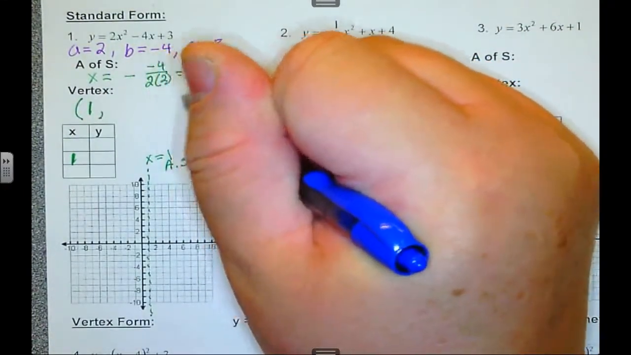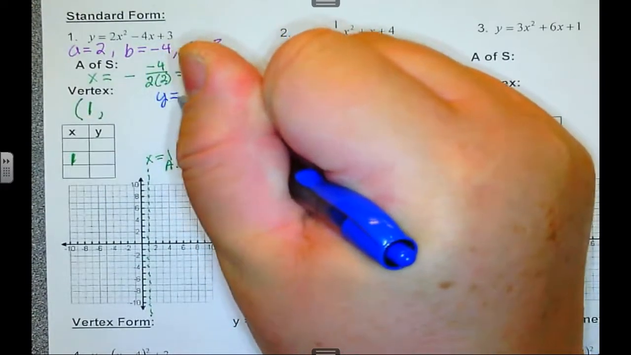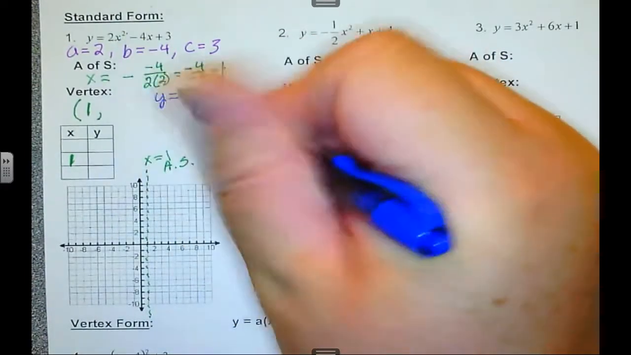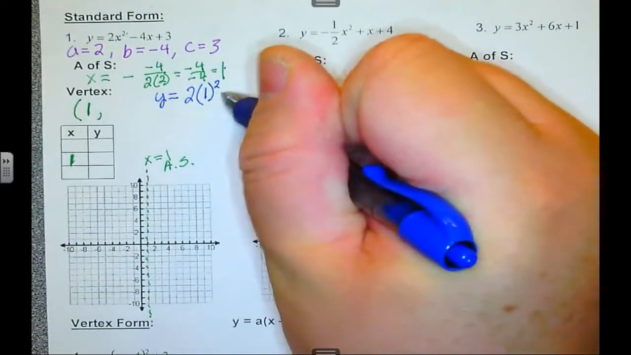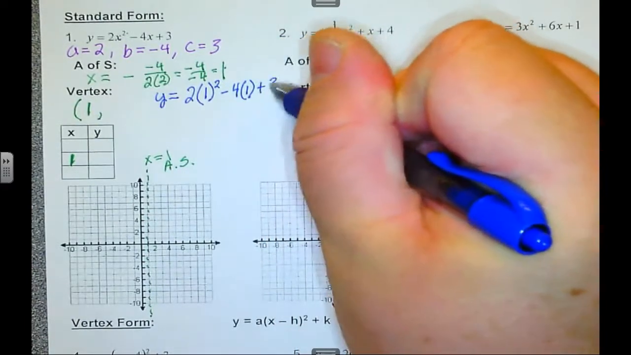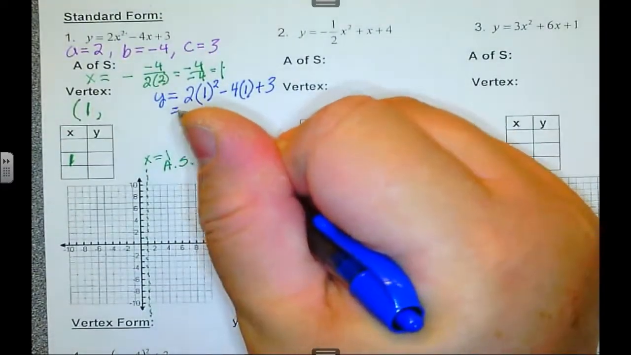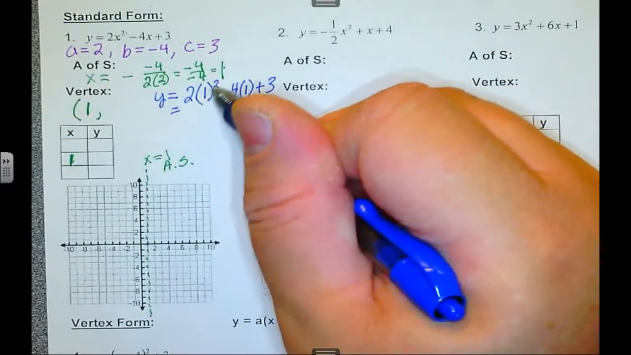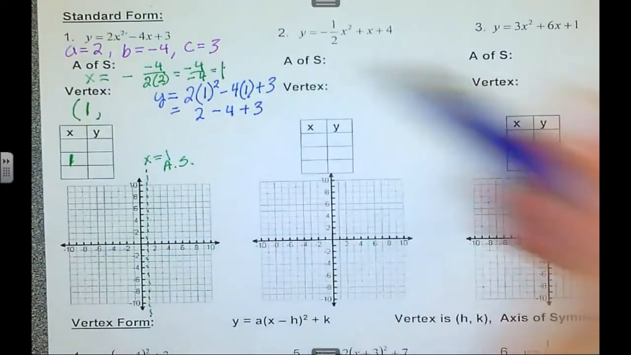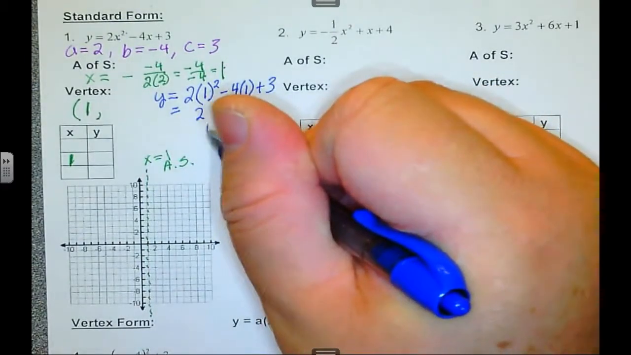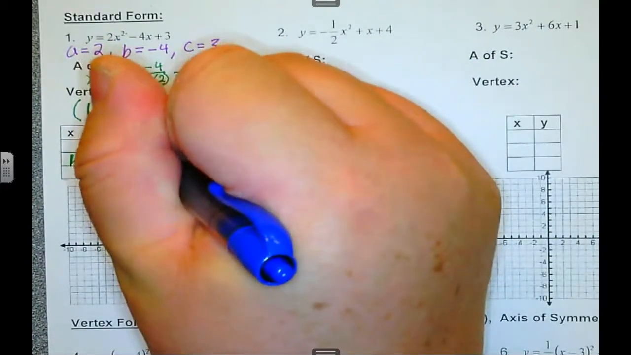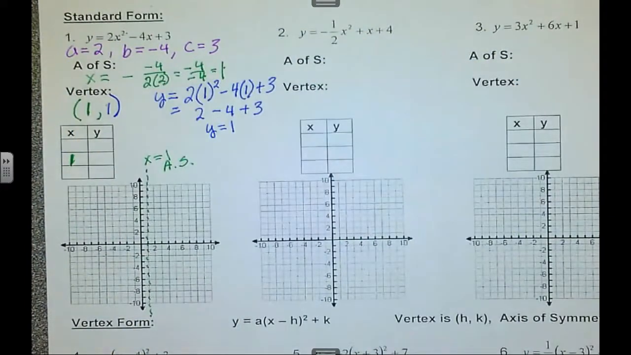So my y value is going to equal 2 times my x value squared, minus 4 times my x, which is 1, plus 3, which equals 2 times 1 squared is 1, so 2 times 1 is 2, minus 4 plus 3. So my y value is going to be what? 1. So there's my vertex, 1, comma 1.